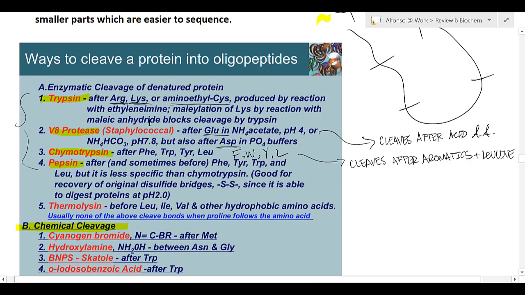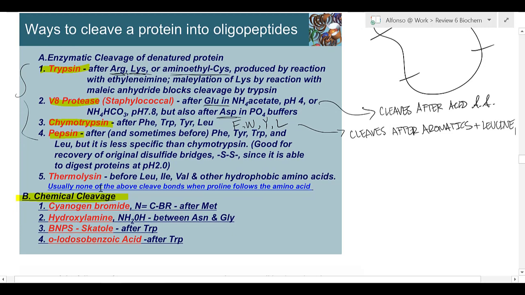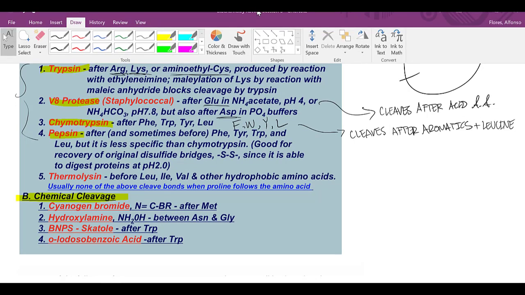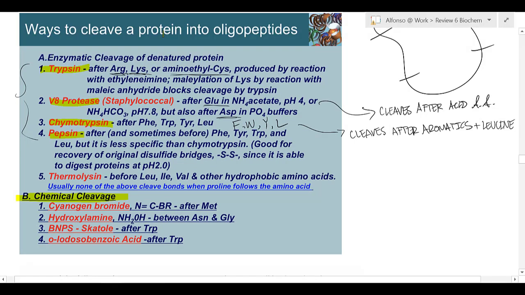Talking about the proline, where is it? At the very bottom, it says that all five enzymes. Ah, thank you. Perfect. Look, this right here, thank you for pointing it out, is going to save your lives. It says they usually do not cleave bonds when proline follows the amino acid.